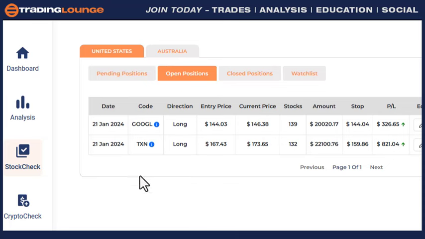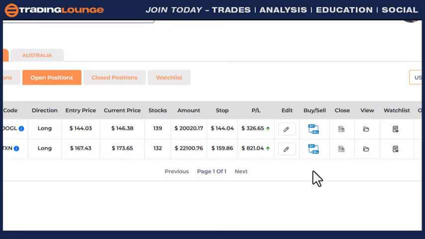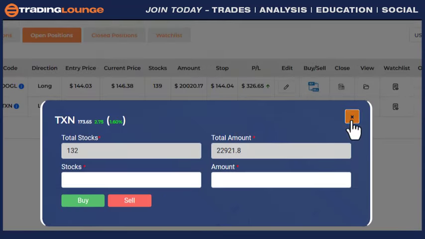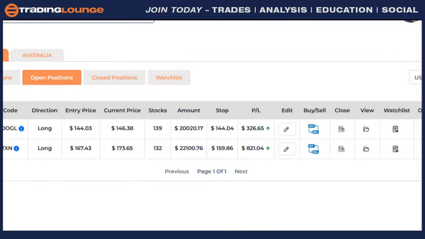So for any updates, like for Google here, we've moved the stop to break even. That means you can go in and adjust that accordingly. I've adjusted on my user side here. You can do that with the edit button here. And for TNT, we're going to take part profit at the 180, and you can do that by using this functionality in here.